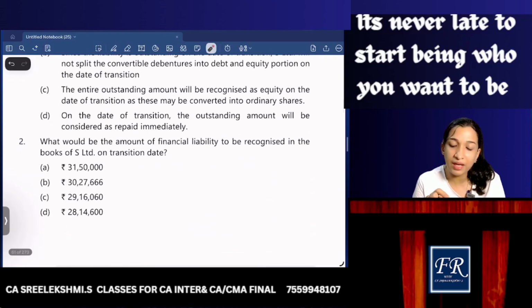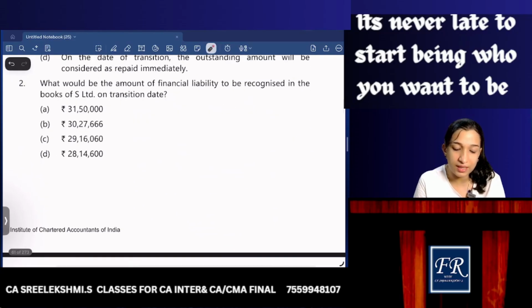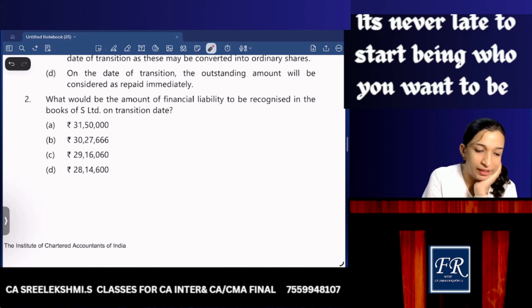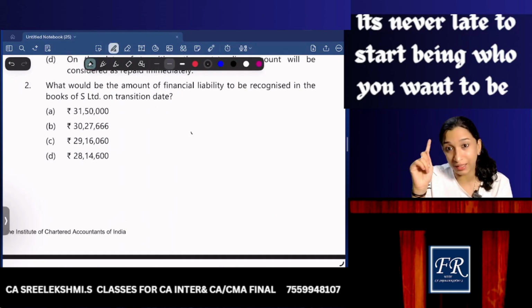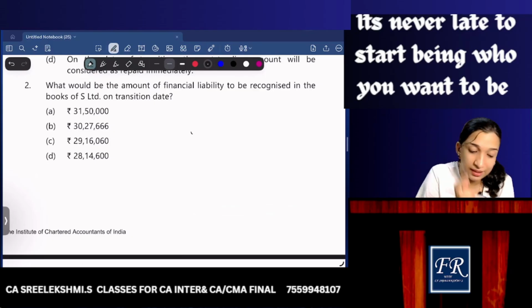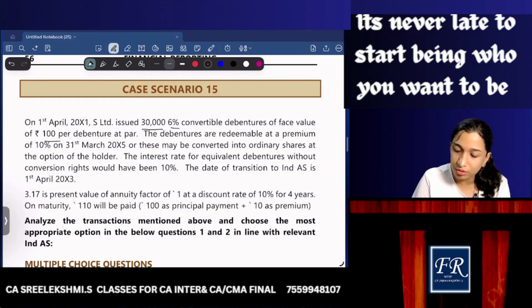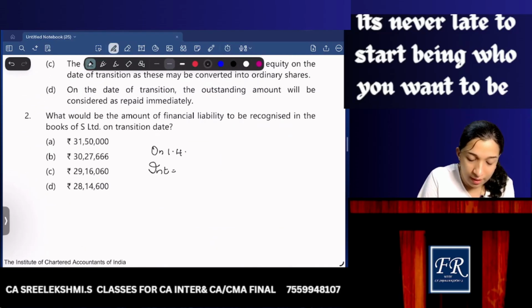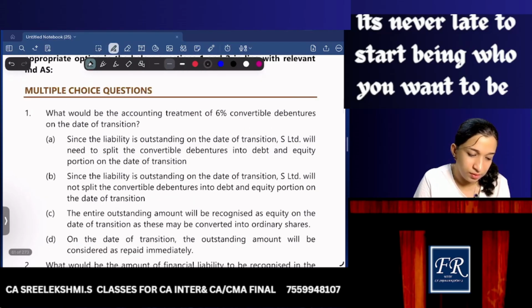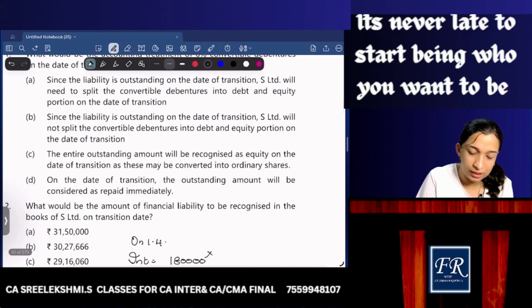What would be the amount of financial liability to be recognized on the transition date? Very good question. So here what we should do, carrying value, first we need to calculate retrospectively, that is on 1st April. What would be the carrying value of loan? Interest. 30 lakhs into 6%, 1,80,000. Sorry. So interest is 1,80,000 into annuity factor 3.17.